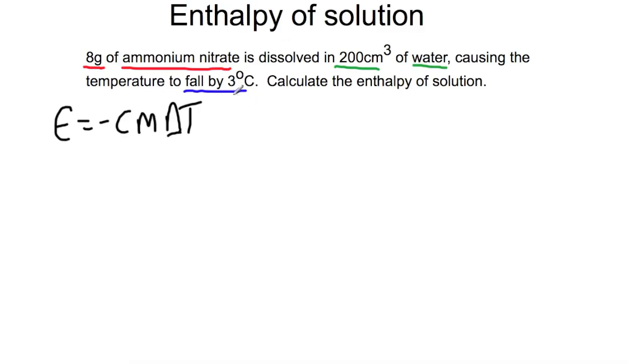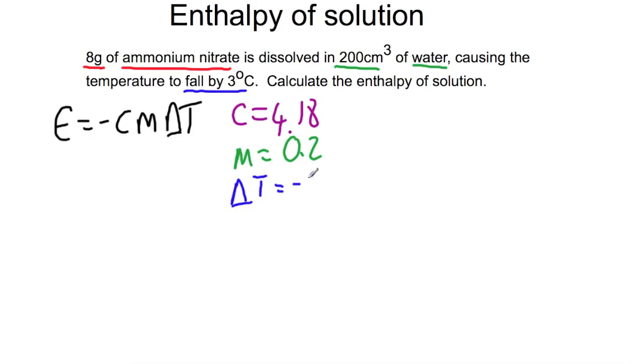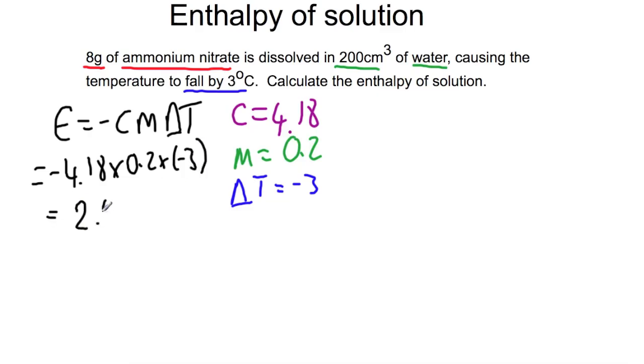We have C equals 4.18. M is the mass of water, so it's 0.2 kilograms. And then delta T in this case, because it's a temperature fall, is minus 3. We're going to put these values into the equation. So we have minus 4.18 times 0.2 times negative 3. And as you can see, this will cancel out and give us a positive energy of 2.508 kilojoules. And that's for 8 grams of ammonium nitrate.